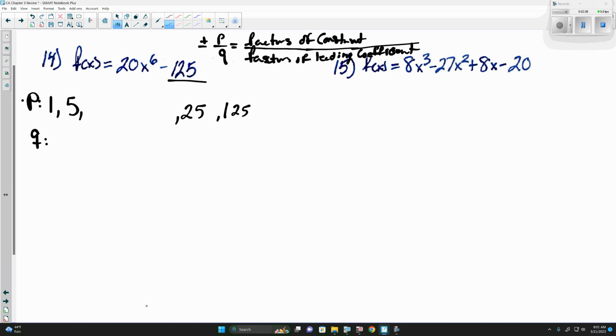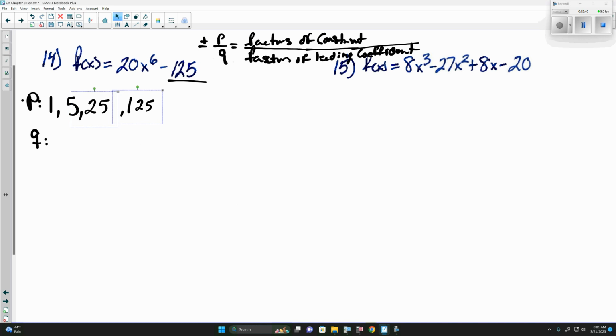So, incidentally, our only sets of factors are 1, 5, 25, and 125. Kind of nice. Can we look at the factors of 20? We have 1 and 20, 2 and 10, 4 and 5.